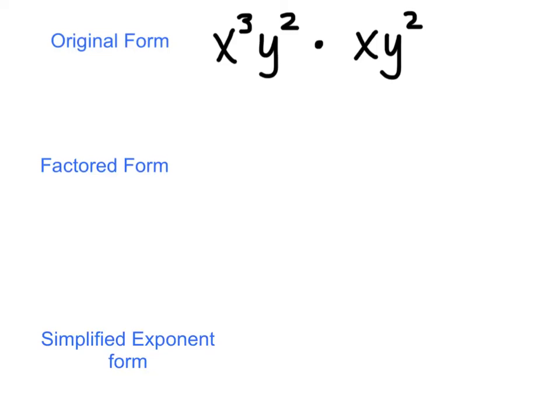All right, let's try this one. Now I have a couple variables. So I'm going to start with x to the 3rd. I'm going to write that out the long way. So x to the 3rd is the same as x times x times x.